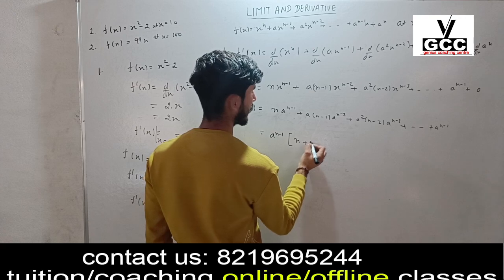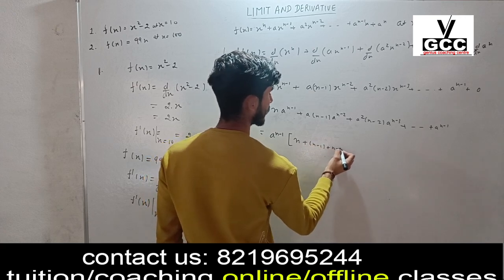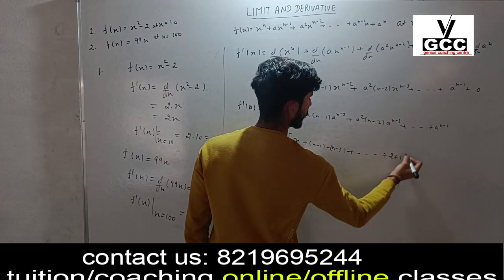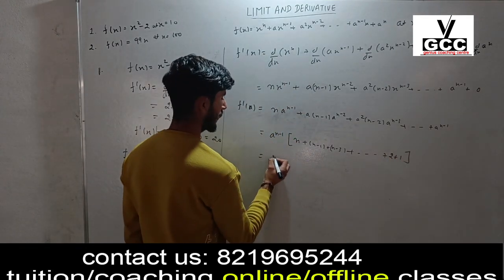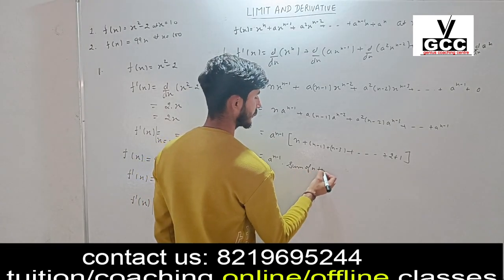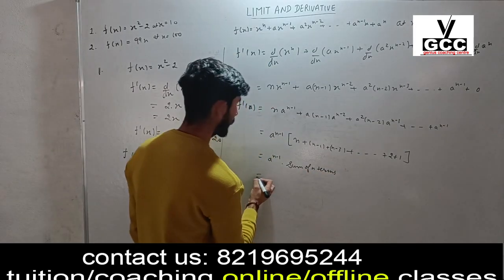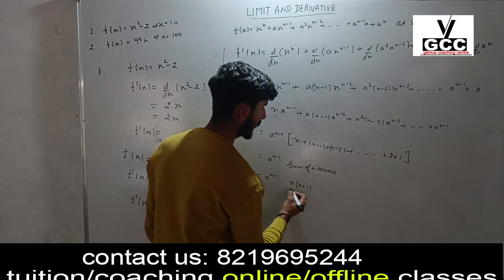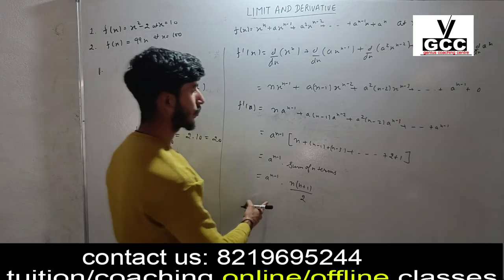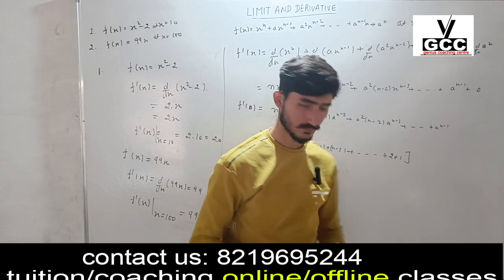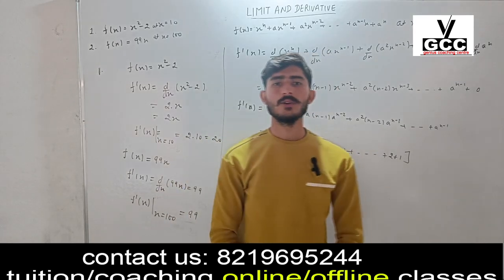Now take out a^(n minus 1) as common, we are left with n plus (n minus 1) plus (n minus 2) up to so on 2 plus 1, that is a^(n minus 1) into sum of n terms. We know that sum of n terms is equal to n into (n plus 1) by 2. That is the required answer of the given function.